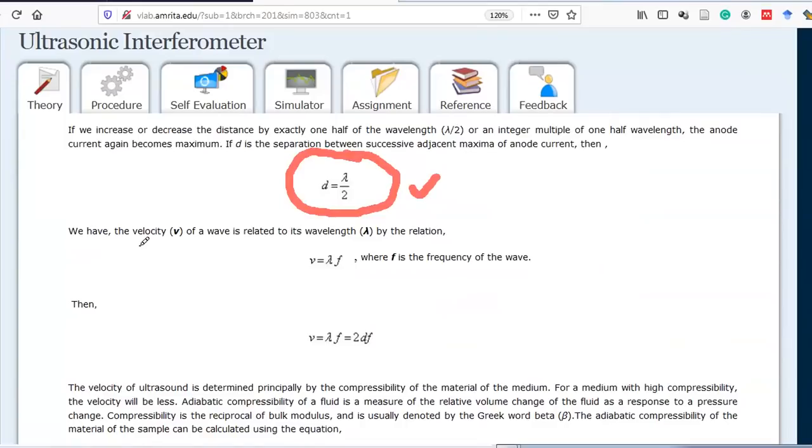Another thing is, as the task says, we need to find the velocity, and velocity is given by this formula.